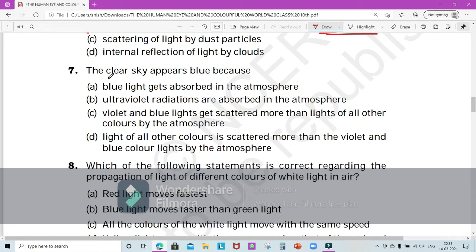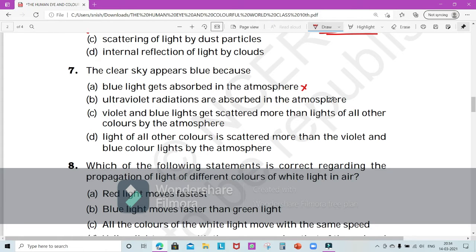Next, seventh one. The clear sky appears blue because blue light gets absorbed in the atmosphere. If blue light gets absorbed, then what do you see? Do you see blue color? You don't see. The blue light does not reach your eyes, right? The clear sky will appear blue only if the blue light reaches your eyes.